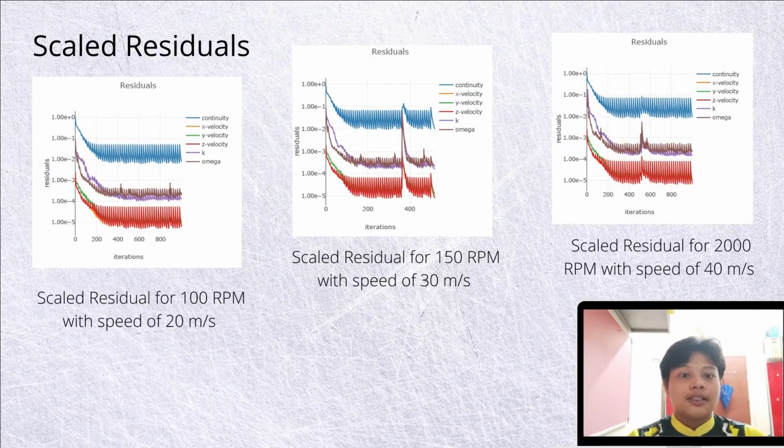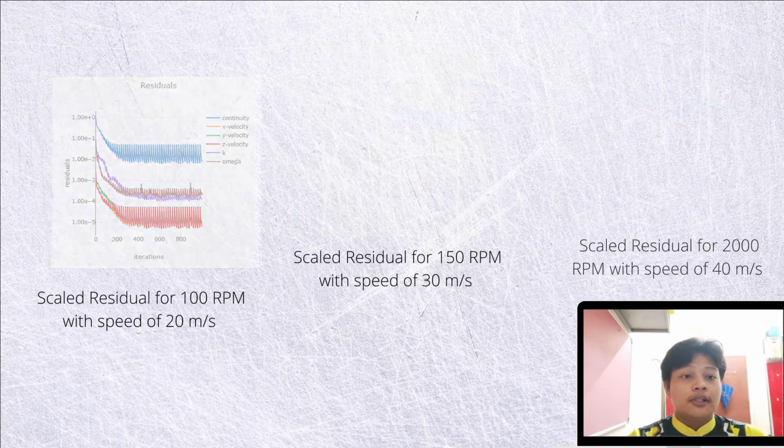For the next part is the scaled residual part. The scaled residual measures an iterative solution convergence which directly quantifies the errors in the solution of the system. The scaled residual is obtained from the solution when the calculation at the setup is completed. All of the graphs obtained are shown in the video.